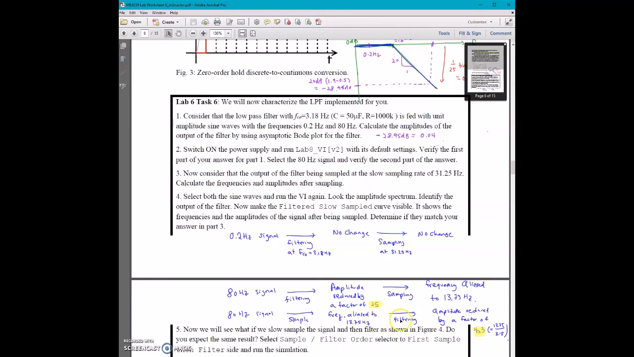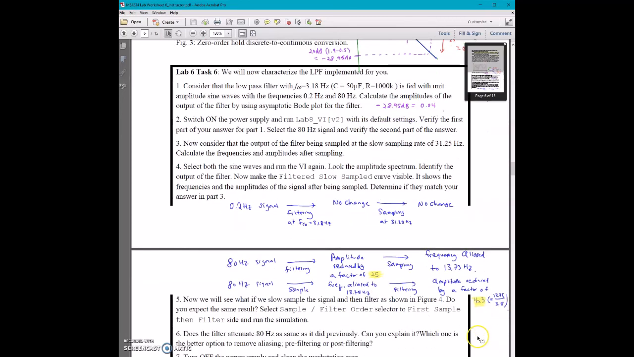And if you put it through the filter, the amplitude gets reduced by a factor of, guess what? Not much. By a factor of its new alias frequency, 13.75, divided by 3.18, which is only about 4.3. Let me check that number. 13.75 divided by 3.18 is 4.3. So it is reduced 4.3 times, inverted, 23%. If you had a 1 volt 80 hertz signal, and you digitize and then filter, you still have 23% remaining. This is no good.